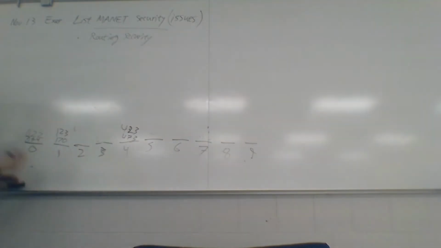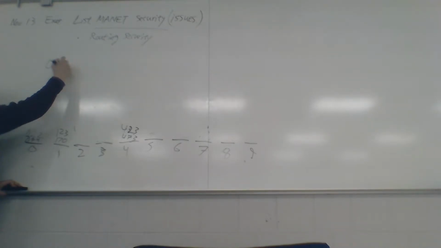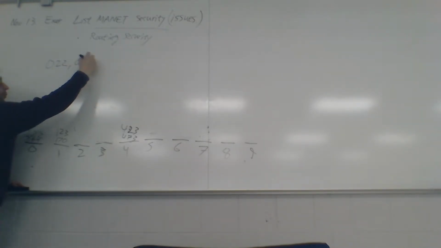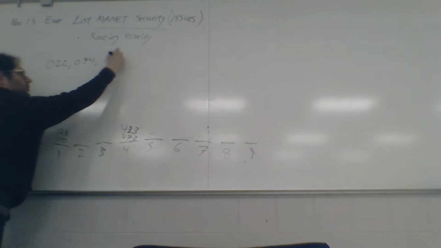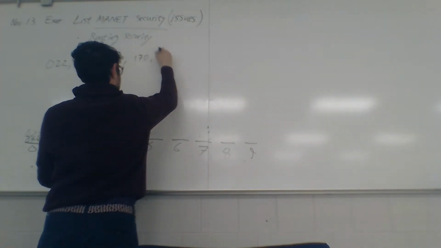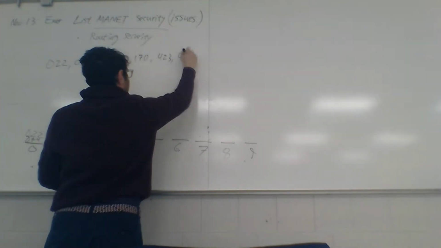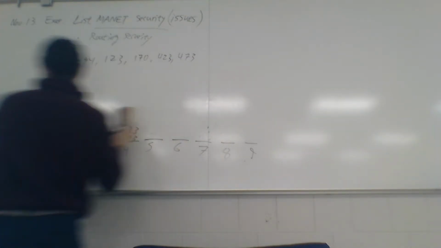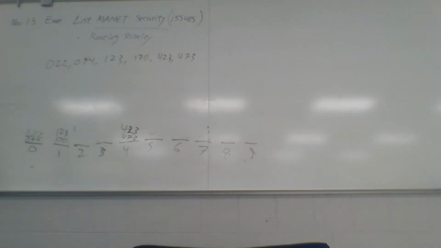And sorry for the small writing again. So now we dequeue 022, 094, 123, 170, 423, 473. Now I like this. So this took 3 basically run-throughs because they were 3-digit numbers, right? So if we had a 4th digit, we'd just do another run-through for that, right?